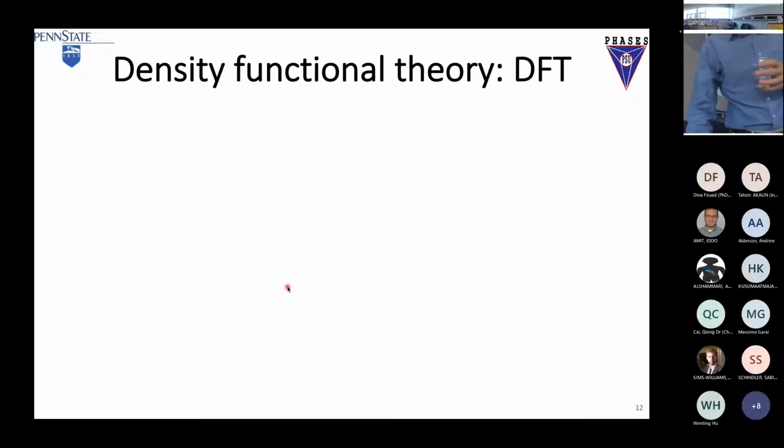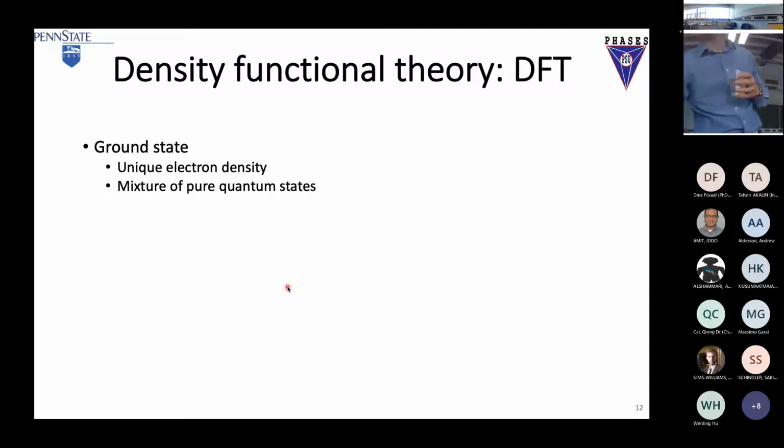If we are familiar with density functional theory, DFT, it calculates one thing. The theory is that for any system, its ground state at 0 Kelvin has a unique electron density. That means you have a lot of electrons together, so it's a mixture of pure quantum states. Now, if it's a mixture of pure quantum states, you cannot use standard statistical mechanics anymore. So these two are incompatible.